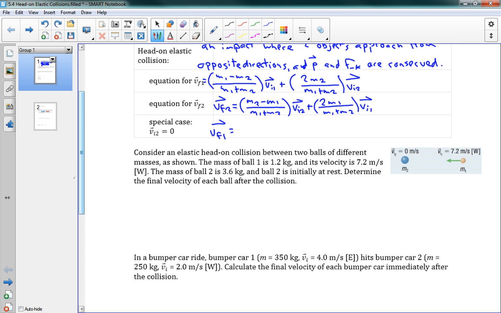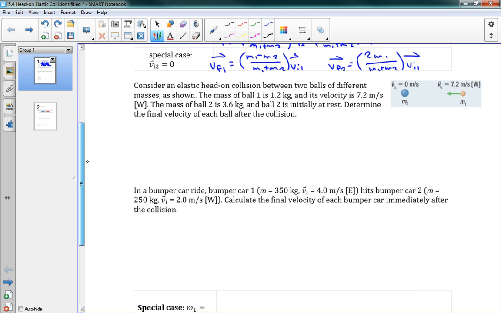So we get, in the end, these simplified equations. VF1 is equal to, so if VI2 is equal to 0, then we just get this first term here, (M1 minus M2) over (M1 plus M2) times VI1. Okay, and for our VF2, you see in the VF2 equation the whole first term disappears because VI2 is 0. So we get just the second term, 2M1 over (M1 plus M2) times VI1 vector. There you go. So that's our special case. Okay, and using these equations we can do some pretty neat physics.